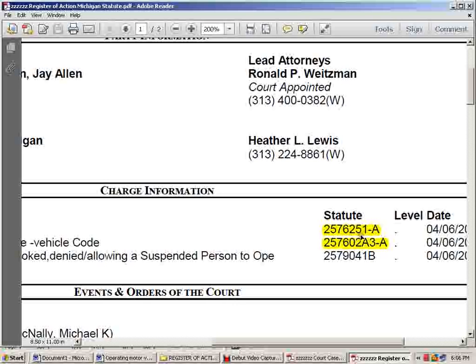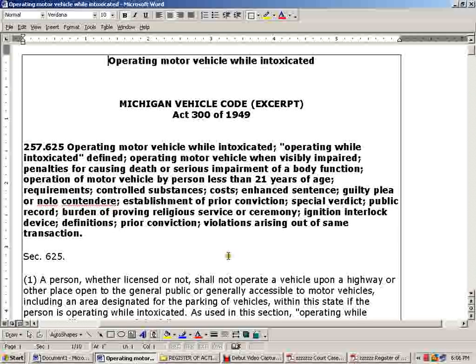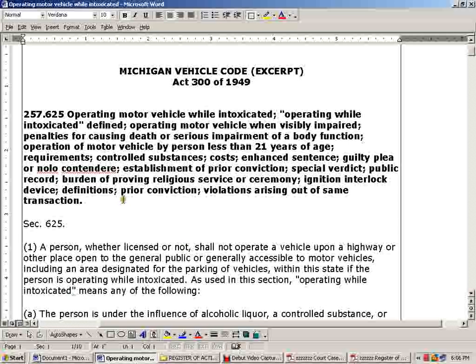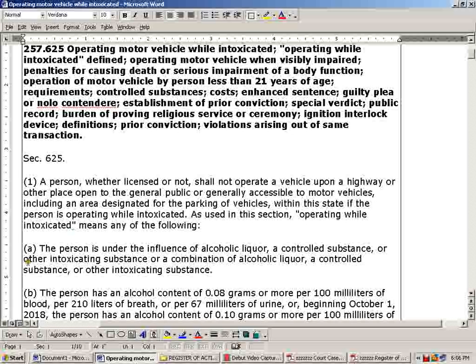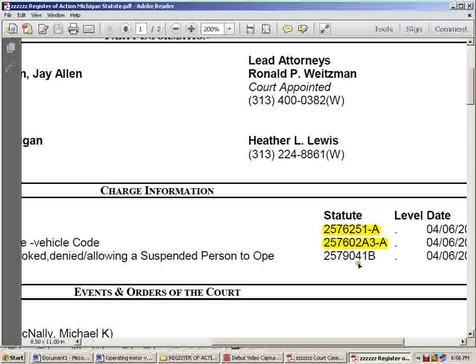257.625, 1-A. Alright, so you would think that's probably 625 section 1 subparagraph A. That's what they're charging them with. But that isn't how they wrote it on here, right? They got this statute number.